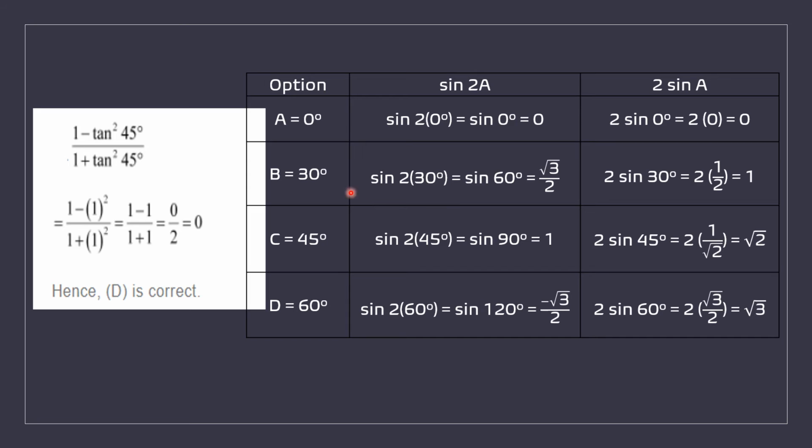Better let us check for the remaining 3 options also. The second option he has given is 30 degrees. That's why sin 2A, sin 2 into 30 degrees, that is sin 60 degrees.